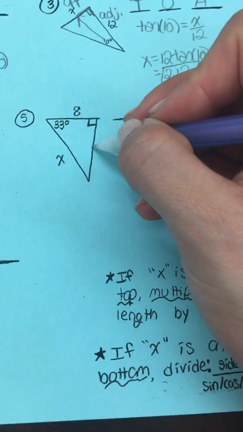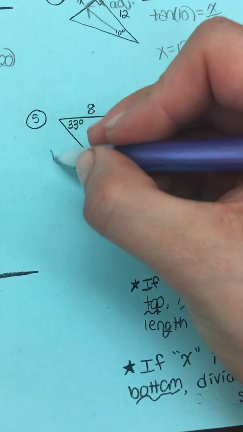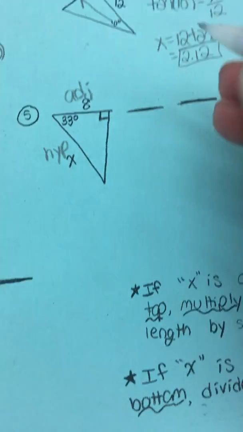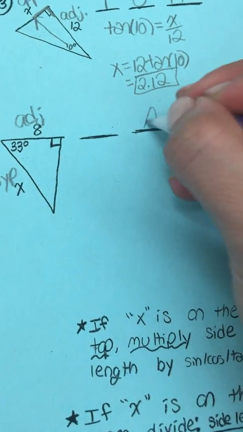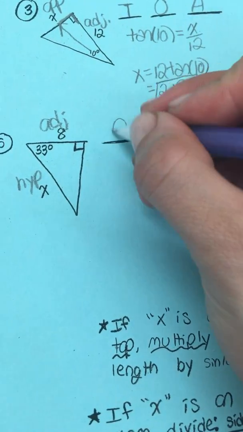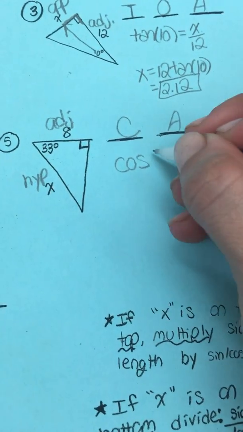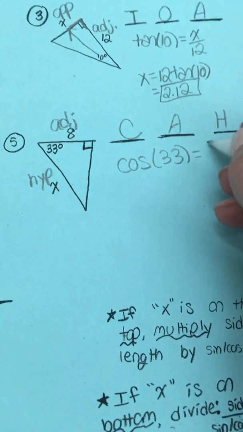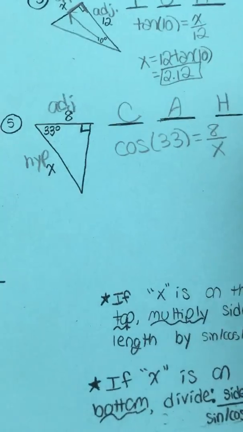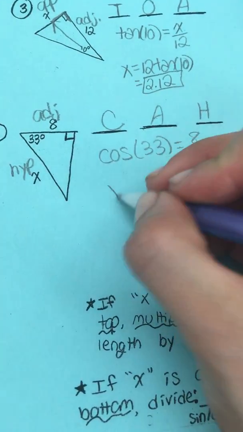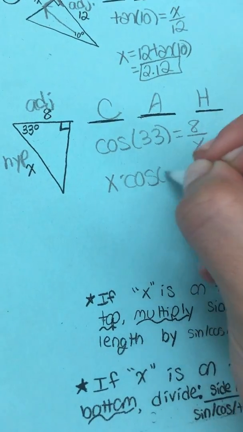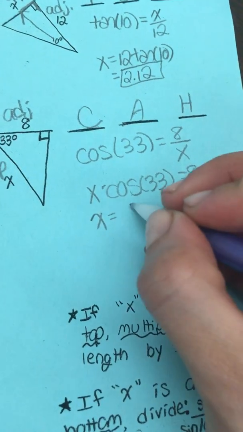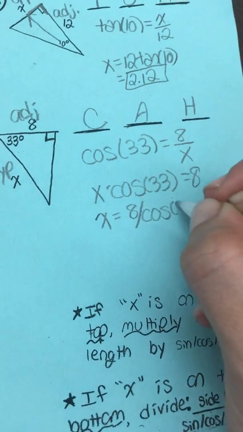Number 5, we don't have the opposite. We do have the hypotenuse, it's x, and we also have the adjacent, which is 8. So we have A and H, which means we're using CAH, or cosine. Cosine of 33 equals adjacent over hypotenuse, 8 over x. Same case as number 4. We have to multiply by x first, so x times cosine of 33 equals 8. And to get x isolated, you have to divide by cosine of 33.